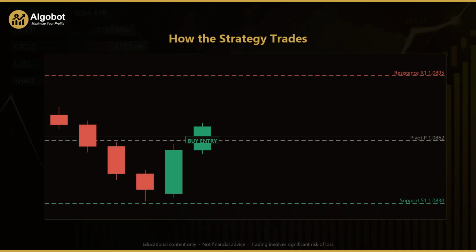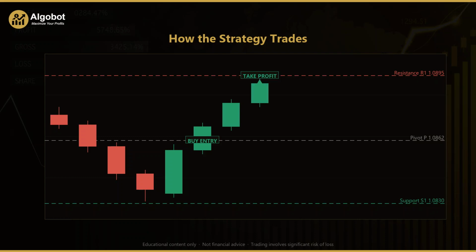Now look closely at the reversal candle. After a small down candle, the next candle opens lower but then closes strongly higher, completely engulfing the previous candle's body. That's a bullish engulfing pattern, and crucially, it's forming right at the support zone. Both of the strategy's conditions are now satisfied, a bullish pattern and price near support.